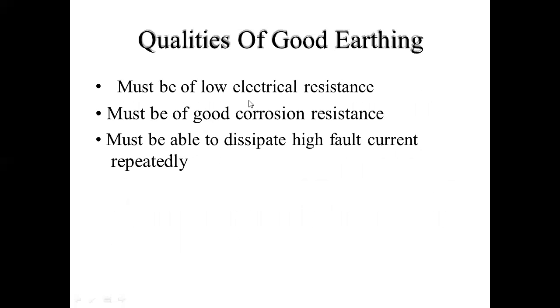Qualities of a good earthing. Qualities means: keep the resistance as low as possible. Second, it must have good corrosion resistance. And third, it must dissipate high fault current repeatedly. Faults occur repeatedly in the circuit, so whatever the fault current is, it should reach the earth. That is the protection to the equipment. That we can call the qualities of a good earthing system.